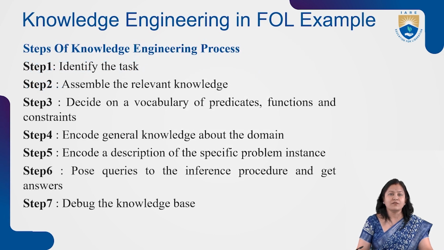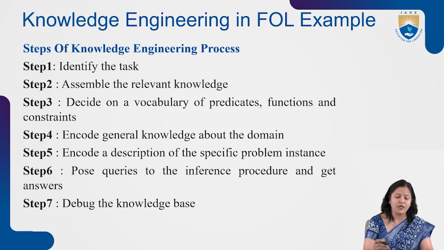These are the steps of the knowledge engineering process. In my 8th video lecture, I have already discussed them briefly. Let me introduce once again what the steps involved in the knowledge engineering process are. Total 7 steps are there. Step 1, identification of the task, which is called goal formulation. Step 2, assemble the relevant knowledge. Based upon the goal formulation in step 1, the relevant knowledge will be acquired in step 2.